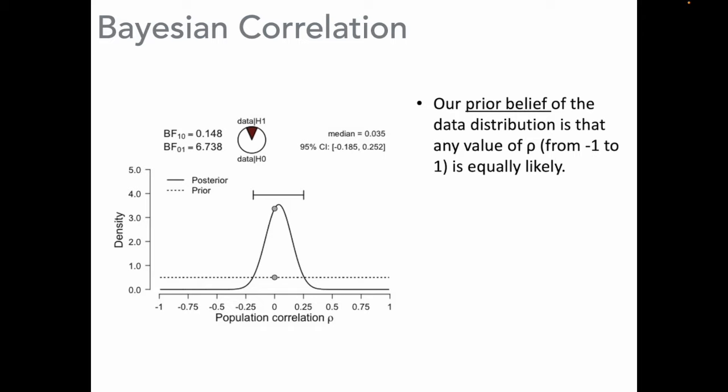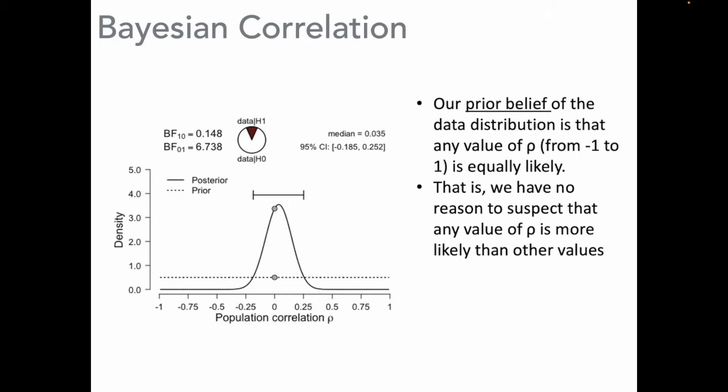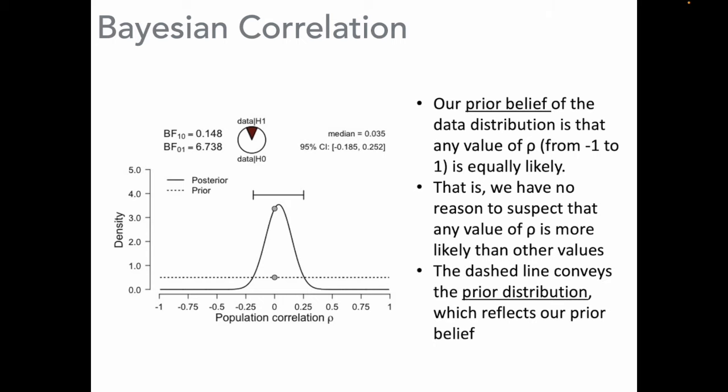When it comes to Bayesian analysis, we set a prior belief of how we think the data should behave. So here, with this dotted line, we're saying, with this prior belief that we've set, that any correlation from -1 all the way to 1 is equally plausible. Now, this isn't the case. I can't really think of anything other than something completely random where any of these correlations are equally plausible. But to begin with, this is the assumption that we're taking. So we have no reason to suspect that any value of rho is more likely than any other value.